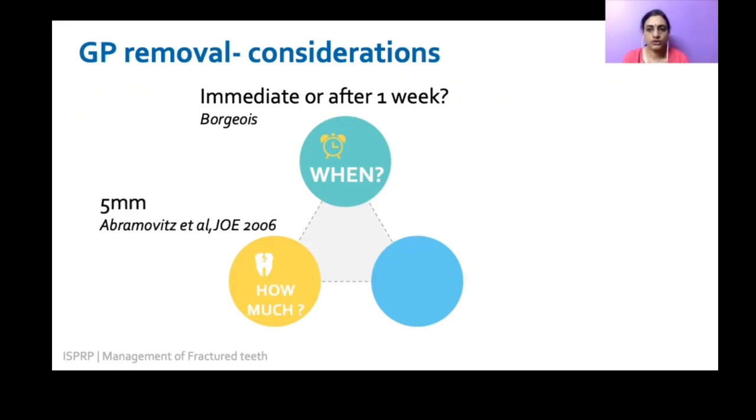Now, how much of GP should be removed? You can remove how much ever you want, but what should remain behind is important. At least 4 millimeter of GP should remain apically for an adequate apical seal. However, because there can be foreshortening of the radiograph, 5 millimeter is the safety margin.